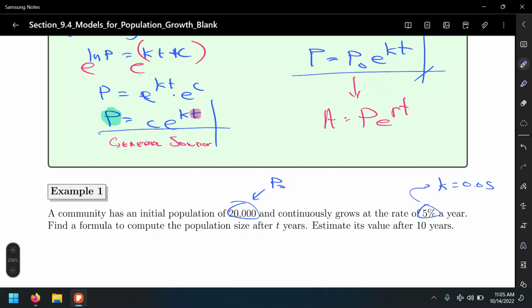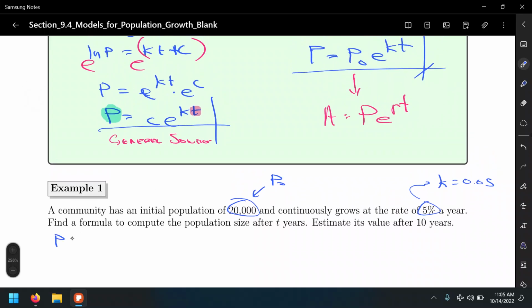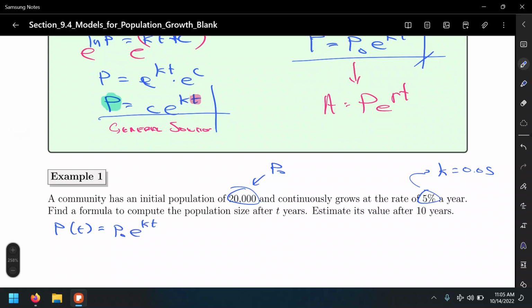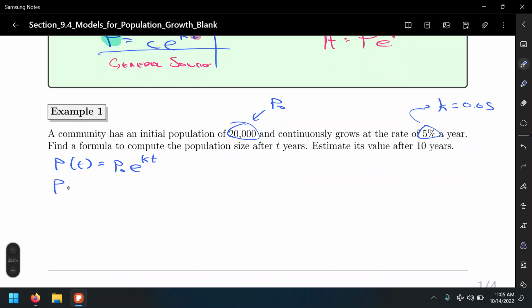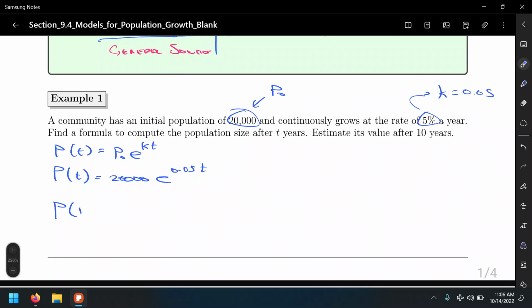Alright, so let's write down a formula and plug in these values. Well, so P of t at any time is P initial e to the kt. And plugging in the numbers that were given in the problem, P of t equals P initial, which is 20,000, e to the 0.05t. Well, so we have a model that can determine the population size after any time t, in this case years.